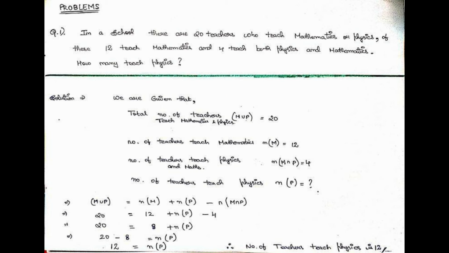From there we get that n of M union P is 20 and n of M is 12 plus n of P, which we have to find, and n of M intersection P equals 4. So by calculating, on the LHS we have 20, and on the RHS we get 8 plus n of P. So if you send 8 to the LHS, then you will get the answer as n of P equals 12. That is, the number of teachers who teach physics is 12.